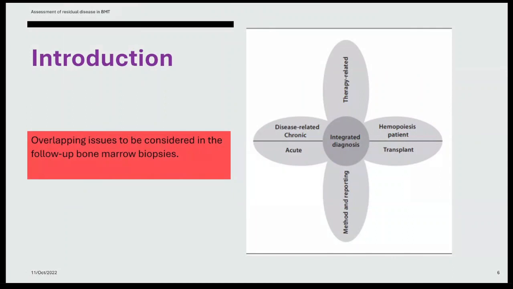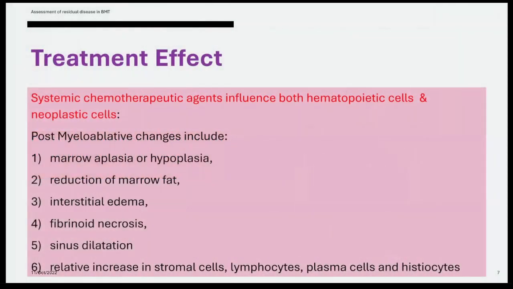So as an introduction, the reporting usually requires an integrated approach. But what are the changes that we will face in the trephine that may influence both hematopoietic and also neoplastic cells? It is the following.